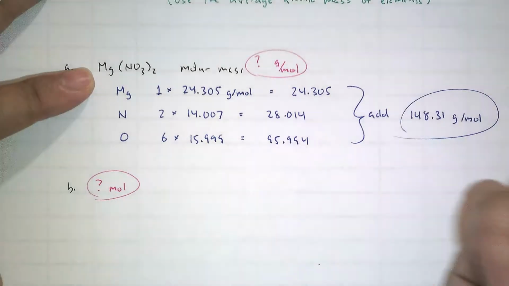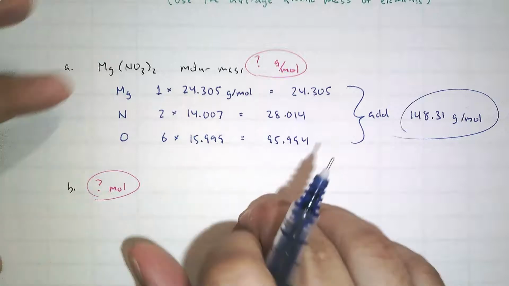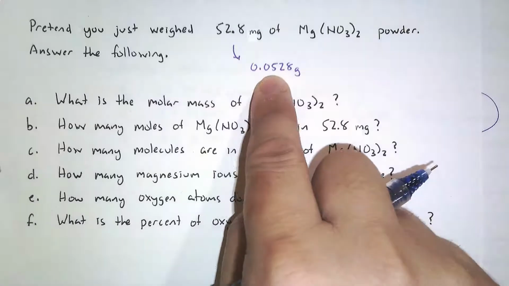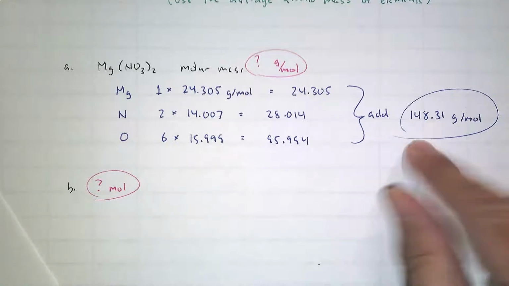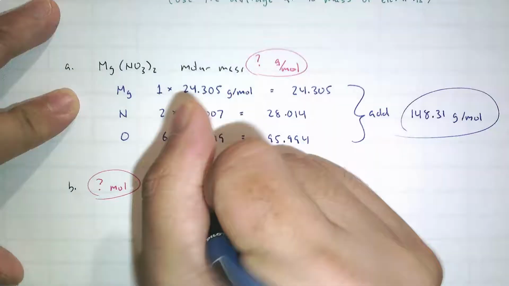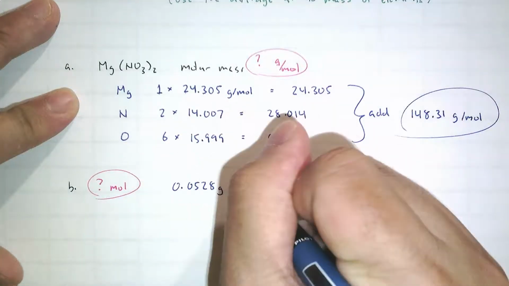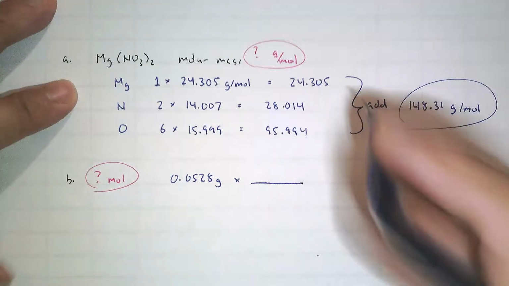I tell my students that you should start your dimensional analysis almost all the time with data and not conversion. This is data. Okay, it's a measurement. This, for part A, this is a conversion. It's per something, grams per mole. So I'm going to start out with the data, 0.0528 grams times. Okay. When in doubt, figure out your units first.